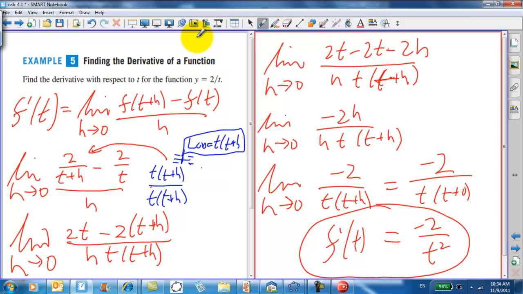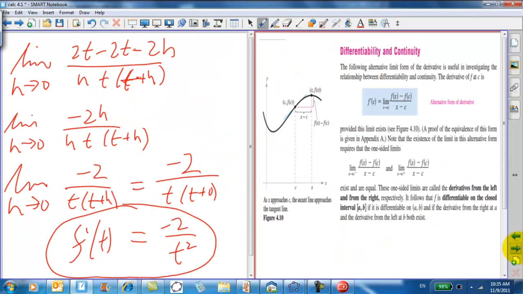Now just a little hint, later on we'll write this as 2 times t to the negative 1 power. And you see this power coming down in front to make the negative 2, and t to the negative 1, when we drop it by one power, becomes t to the negative 2, or 1 over t squared. So we're going to have some nice shortcuts later on to all this work.